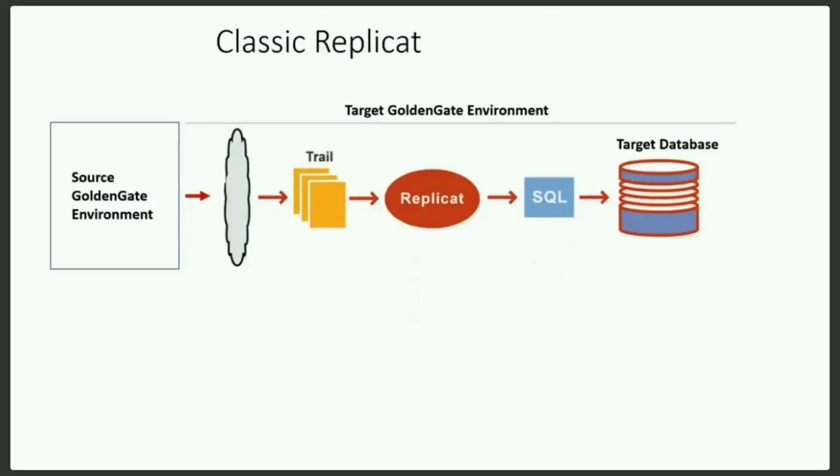Similarly to the classic extract, you also have the classic Replicat, where the Replicat is running outside the database, in this case, the target database. The Replicat just reads the trail files that are sent from the source, typically by the pump process, extracts the changes in the form of SQL statements, and then just applies them as inserts into the target database.